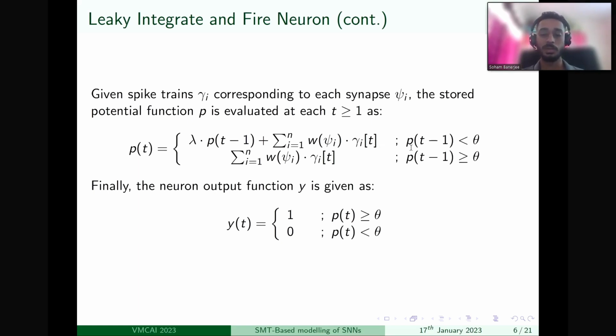This holds if the potential at time step t minus 1 was less than theta. If the potential at time step t minus 1 had crossed theta, then at t minus 1, the neuron would have sent out an output spike, which would then mean that we do not need to consider the previous potential for this time step. So the potential at time step t in this condition would just be the accumulated potential. Finally, the output neuron function is quite straightforward, where the output neuron function returns 1 if the potential is greater than the threshold and 0 otherwise.